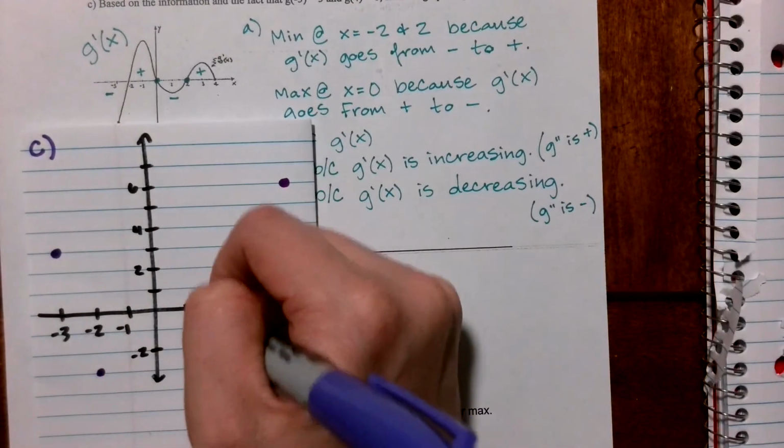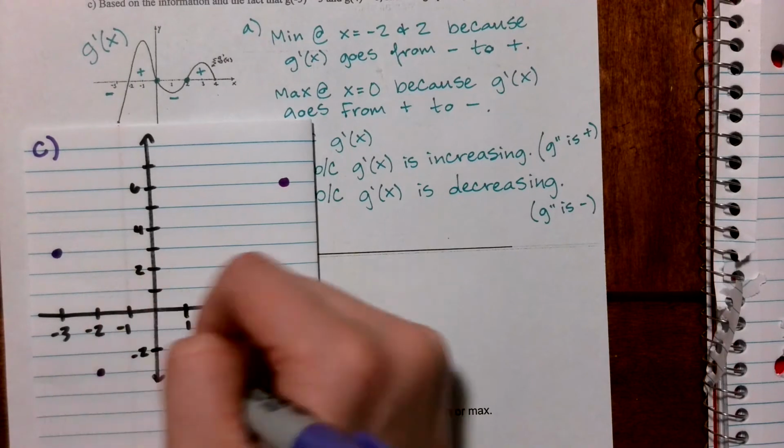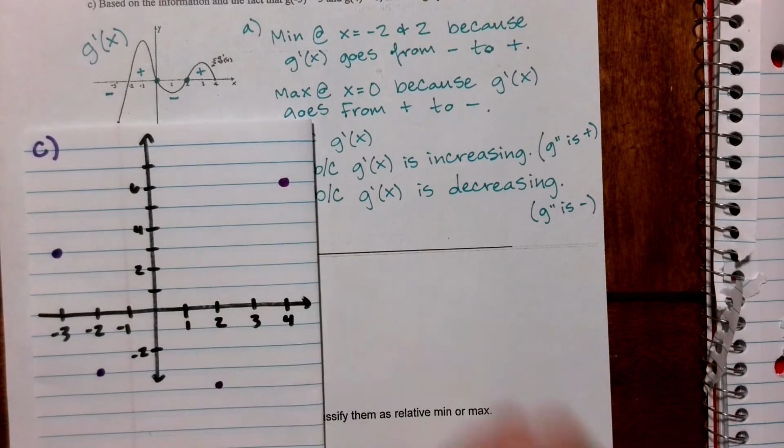Same thing for our min at 2. And they don't necessarily have to be in the same spot. One of them could be lower than the other one. Again, this is just a sketch. We don't actually know those y values at this point because we don't have a function to plug them into.